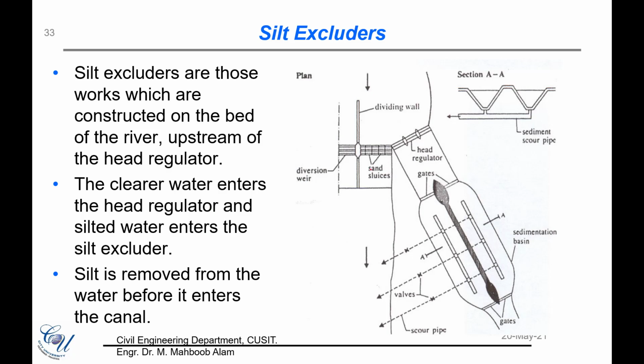Silt excluders are installed just before the channel. The water has passed through the head regulator and is now going to the channel, and we have these silt excluders which reduce the amount of silt entering into the channel.